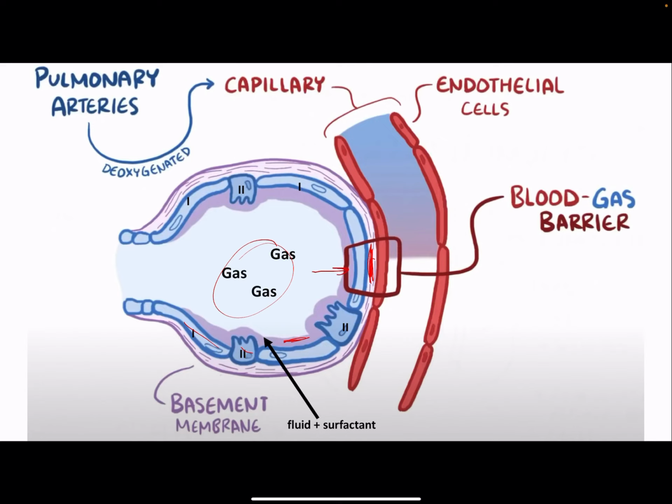So the gas literally has to get through fluid. It has to get through the type 1 alveolar cell. It has to get through the basement membrane and the endothelial cell, and then it gets into the red blood cell.